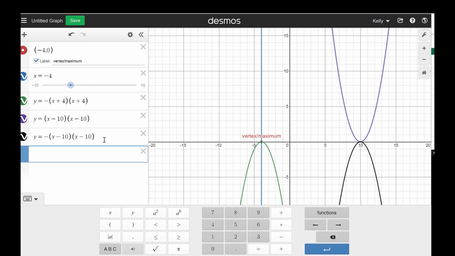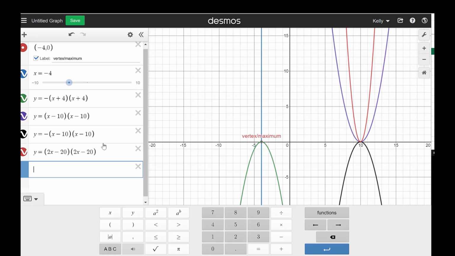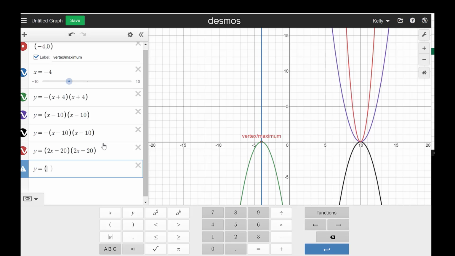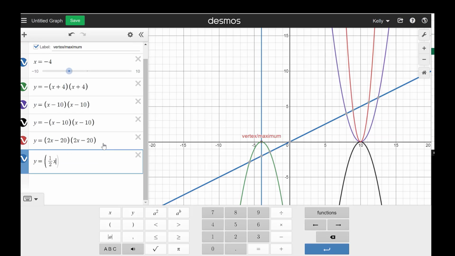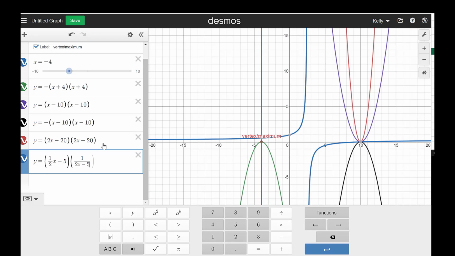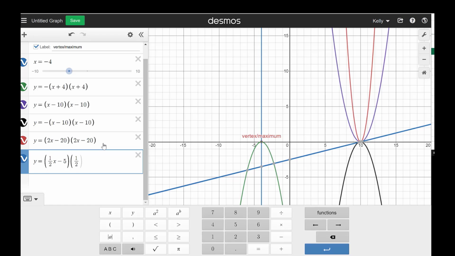So let's double it. Let's just try that. I'm going to do y equals 2x minus 20 times 2x minus 20. Okay, that gives me 1, and I need 1 more equation. So what do I want to do? Let's do a compression. Let's go y equals 1/2 x minus 5 times 1/2 x minus 5. Oops, I did that wrong. Sorry, getting some weird stuff there.